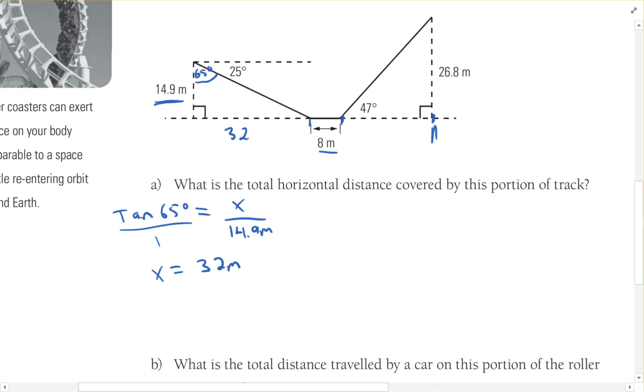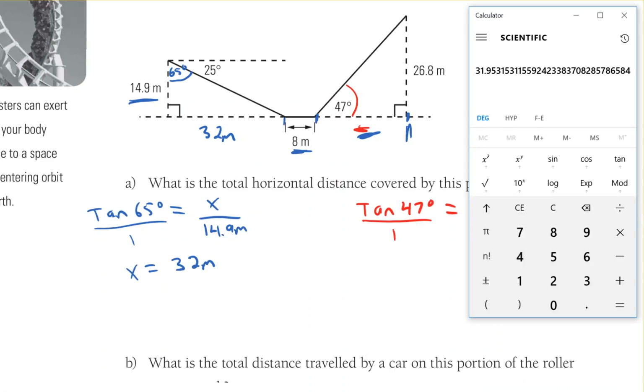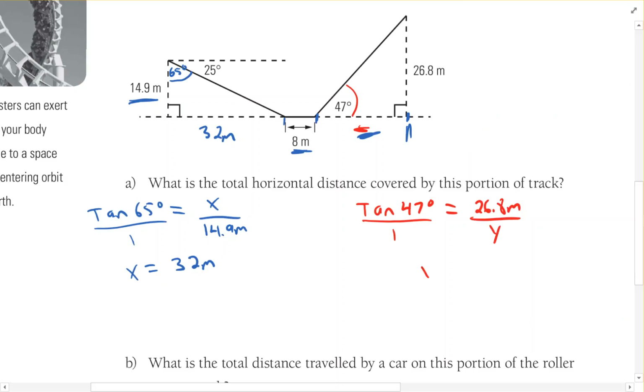Alright, so we got this figured out. 32 meters. We know 8. Now we just need this one here, which is going to be pretty straightforward because we've already got this angle and the opposite side. We're just looking for the adjacent on this one now. So this is just going to be tan of 47 degrees is equal to, we do know the opposite this time, 26.8 meters over, call this y to keep it different, over 1. So we're going to go 26.8, and then if you want to, times 1, but it doesn't really do anything, divided by tan 47, and then equals 25. So y is equal to 25, so that's what this is.